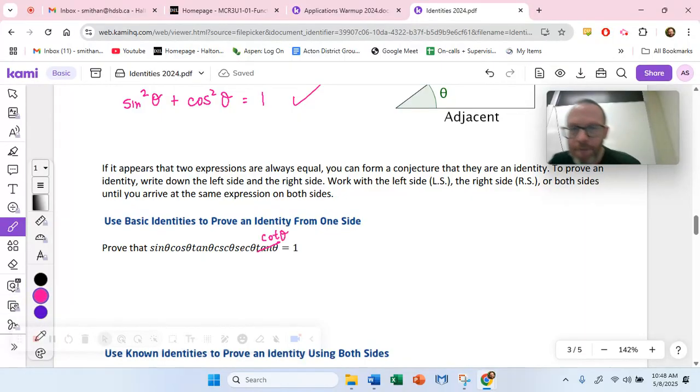That should be cotangent, fairly important. If you multiply all 6 ratios together for any angle, you get 1. Let's prove this is true.